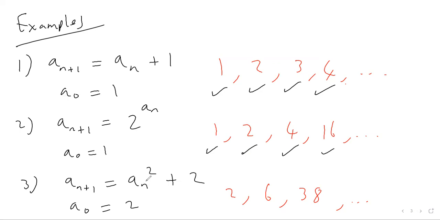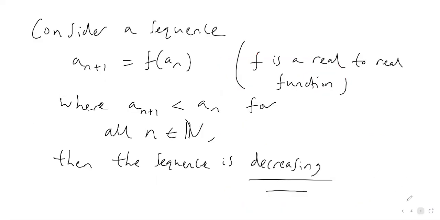And then the next one. The first term is 2, they tell us it's 2. The next term in the sequence will be the previous number, 2 squared, which is 4, and then plus 2, that's going to give us 6. And then the next term is the previous term squared, so 6 squared, 36, plus 2 gives us 38, and so on and so on. So those would be 3 examples of increasing sequences.